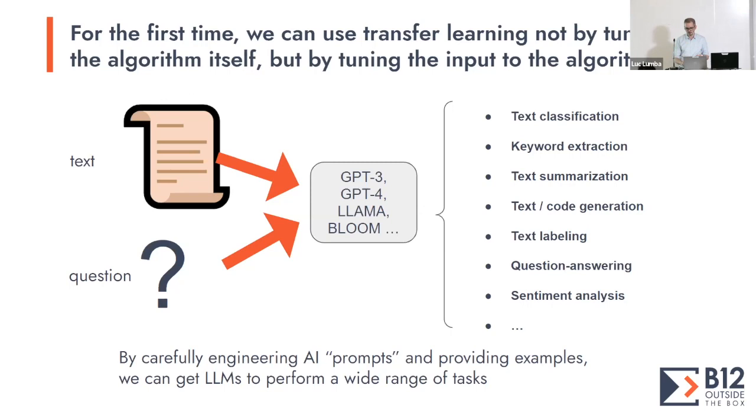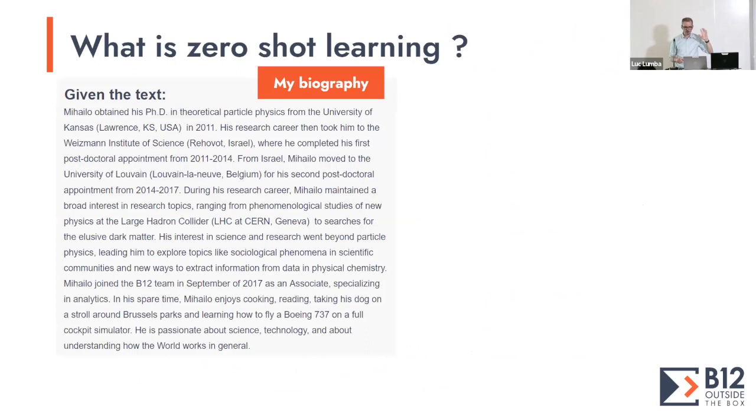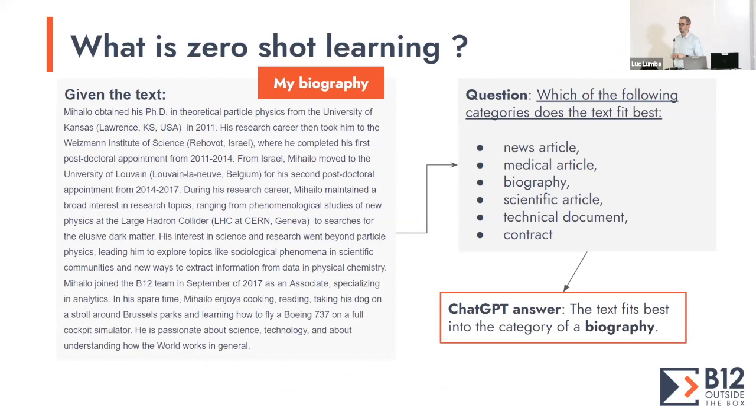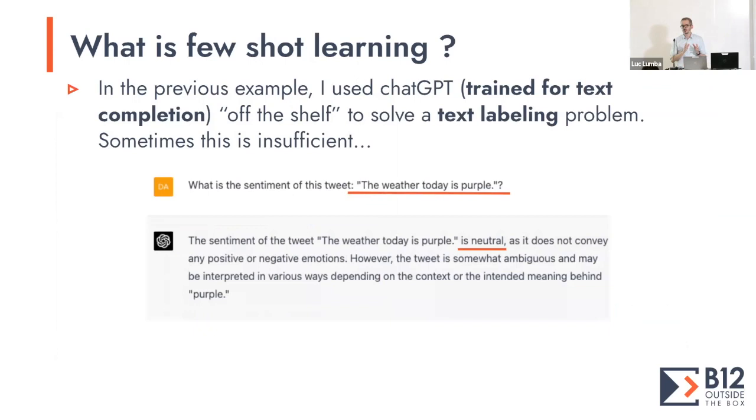Now here's an example of this zero-shot learning. I took my biography from the B12 website, and I'm going to ask ChatGPT to categorize the text that I gave it. I gave it six categories, which are more or less distinct, but could be a bit overlapping. When I asked ChatGPT which of these categories the text fits best, it gave me the answer: biography. So what I did here is I took ChatGPT, which is essentially a text completion algorithm, and by carefully tuning the question that I wanted to ask, I got it to perform the task of text labeling or text classification. So this sometimes works, but sometimes it's not enough.